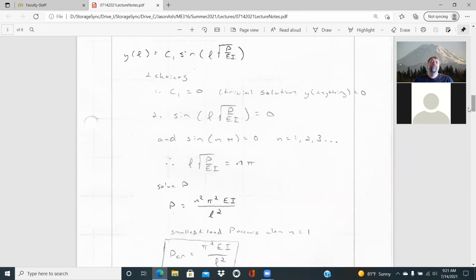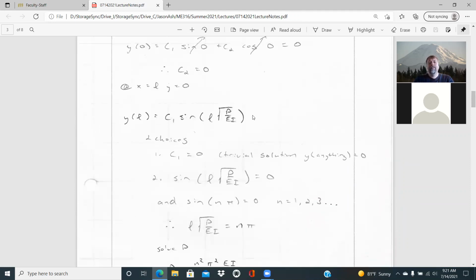And so this is also equal to 0. I should have put that in there, but this is also equal to 0. And so you have two choices. One, C1 could be equal to 0, but that would be a trivial solution because then y would always be equal to 0 if both C1 and C2 are equal to 0.